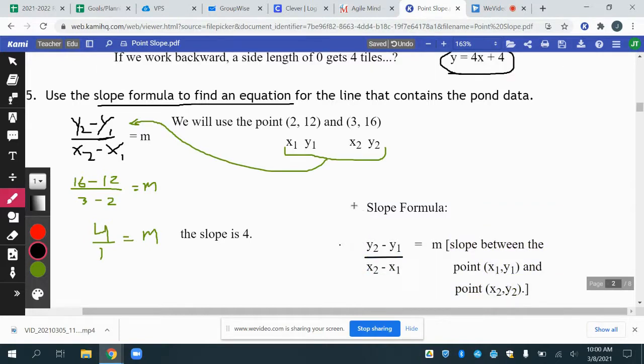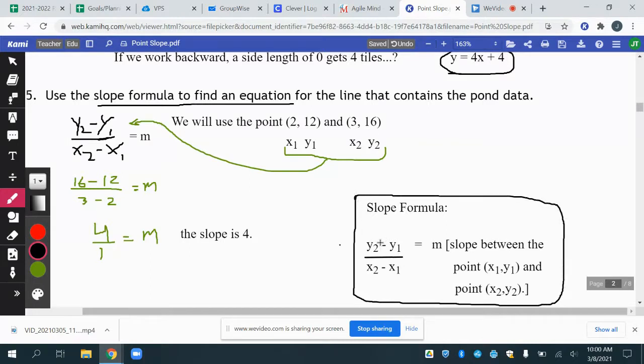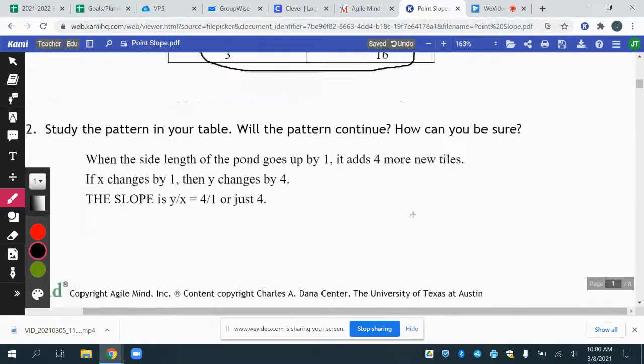Okay, so this right here is the slope formula. Okay, they talk about using the slope formula. This is what it looks like. It says if I subtract the y's, I subtract the x's, and I divide one by the other, I get slope. This is what we've already done, just so you understand.